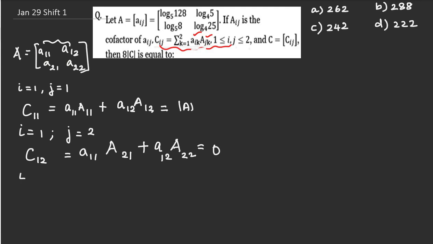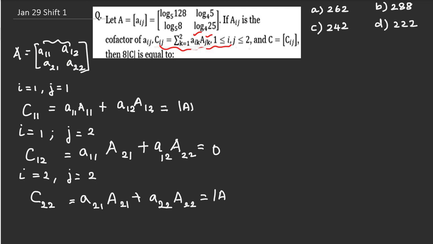Similarly, taking i equal to 2 and j equal to 2, we see what C22 is, which is A21 plus A22 and A22. Again this is equal to the determinant of A. Therefore, now coming to the determinant of the matrix with first row log 128, that is 2 power 7, to the base 5, and log 5 to the base 4.